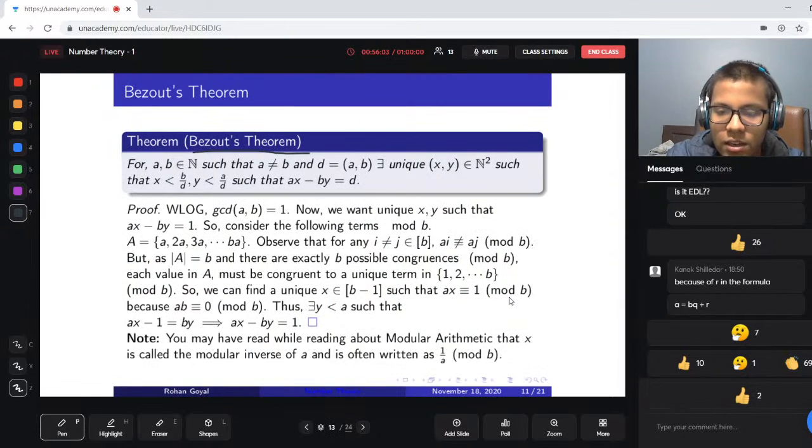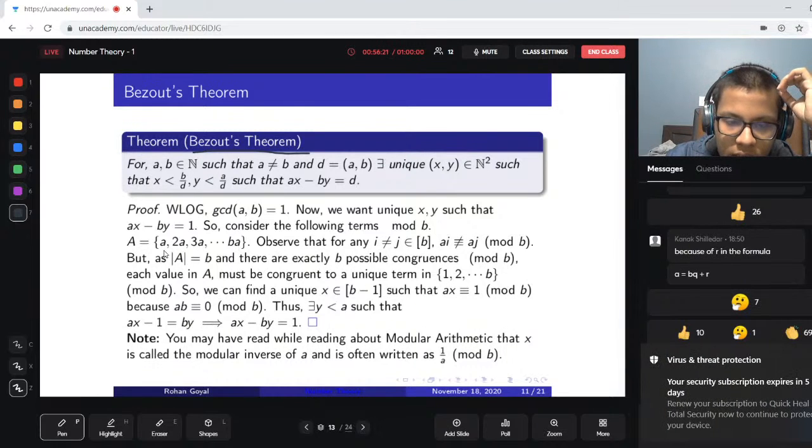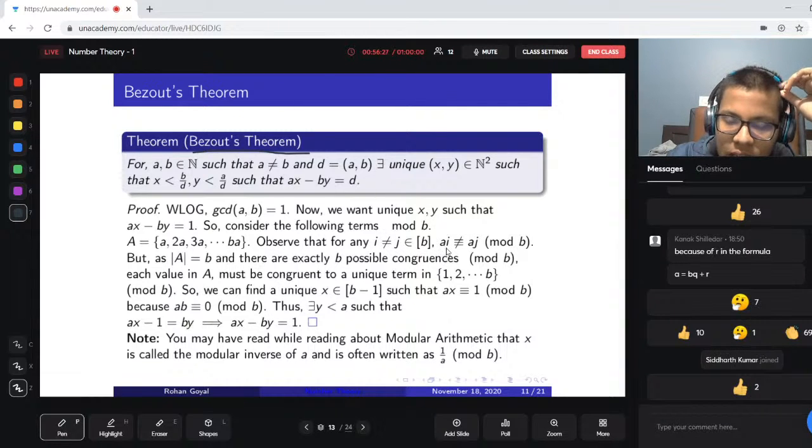The proof is formally written here. We'll just consider A and B such that they have GCD 1. Now we want to find x and y such that ax minus by equals 1. So consider the set A mod B: A, 2A, 3A till BA. If any of these are congruent, then we'll have that AI is congruent to AJ mod B. But we cannot have this, because otherwise I can remove A and that would mean I is congruent to J mod B. But the difference is smaller than B.